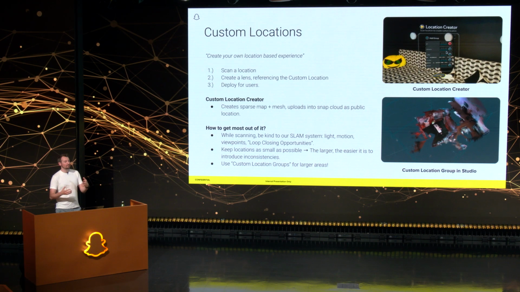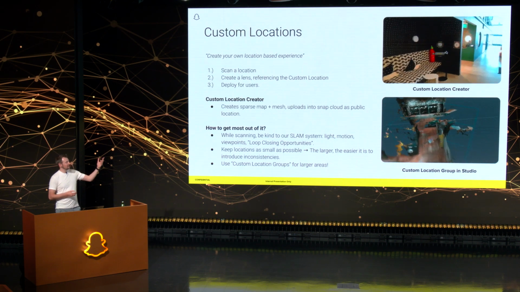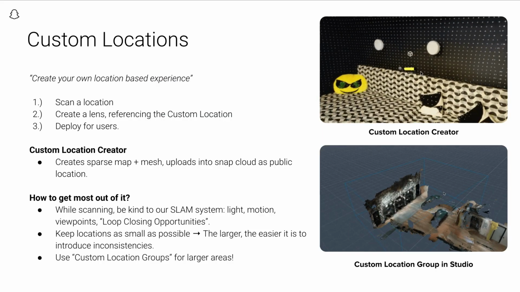And once you have created that map, that lens, you can deploy it to the user. The lens itself will then download all the information it needs for localization, and it will then just show the content in the right place where you are. This was the very same thing that we used also for the Dome experience, where we had many people running around.